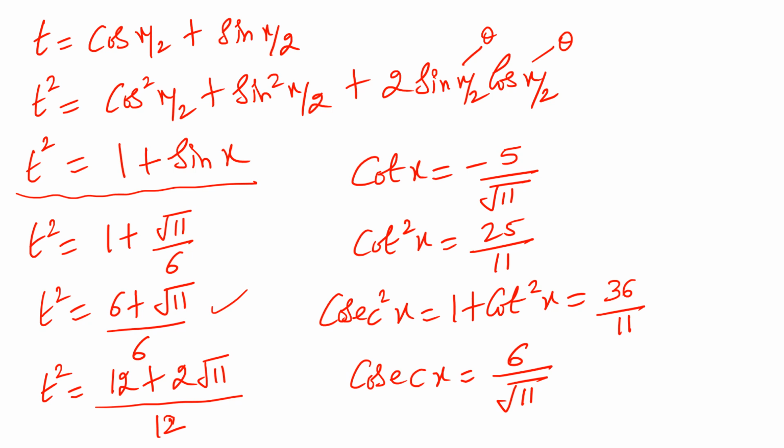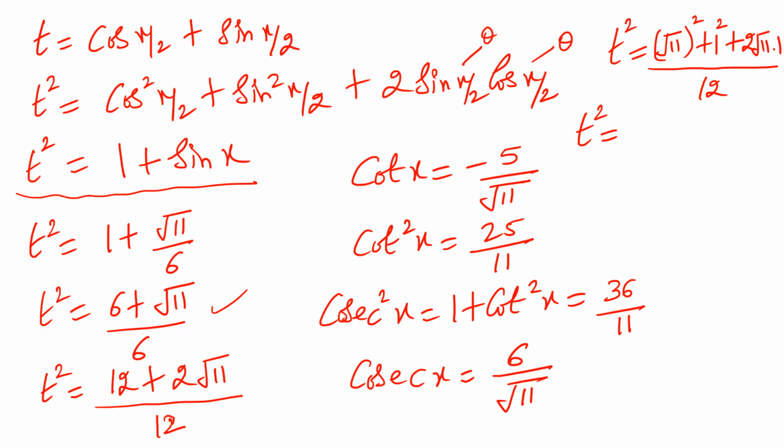So now at this stage, what we can do, this 12 can be broken down to square root of 11 square plus 1 square, right? And this 2 root 11 can be written as 2 root 11 into 1. Now students, you can just see the numerator has taken the shape of an identity. It has become a square plus b square plus 2ab, which can be further written as a plus b whole square. So that means this is square root of 11 plus 1 whole square, whole divided upon 12.